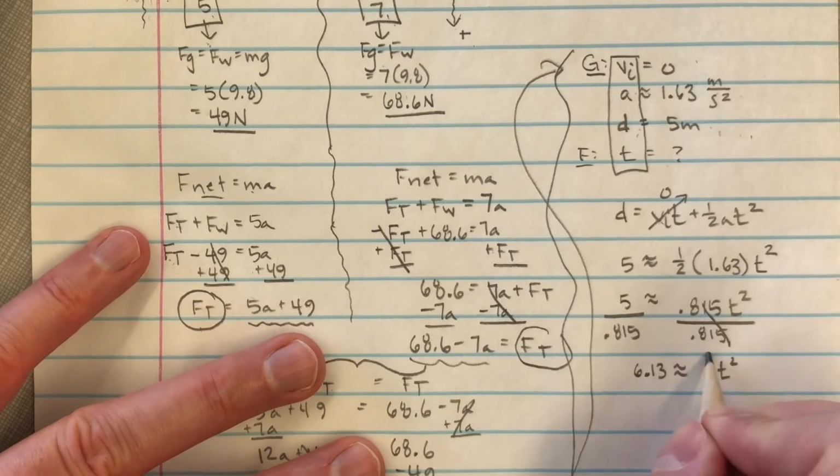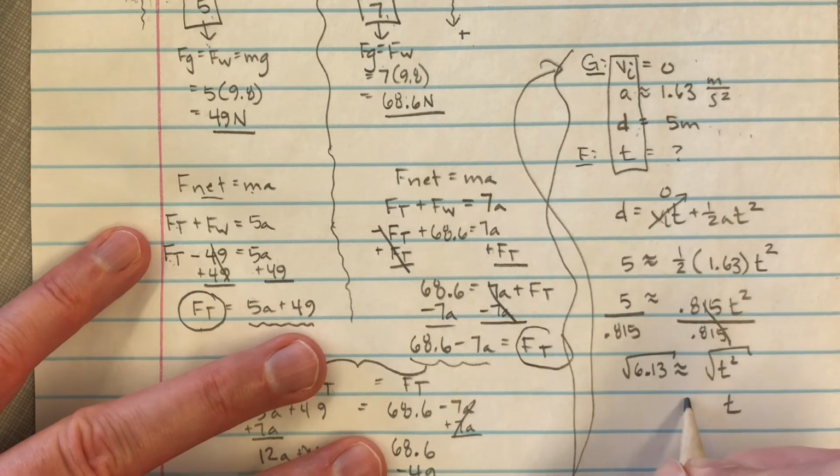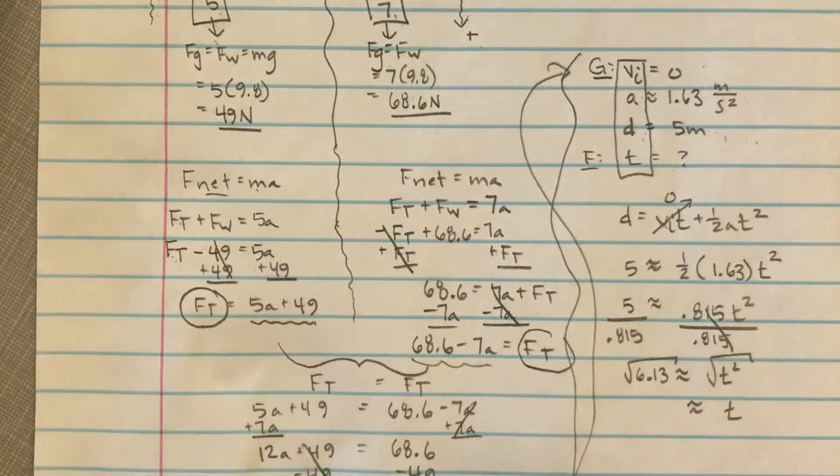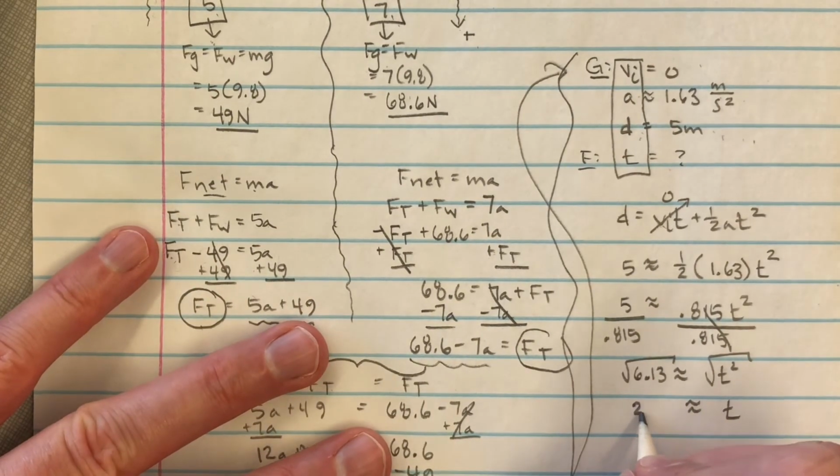Take the square root of both sides. So the time to the ground for that heavier box will be approximately 2.48 seconds.